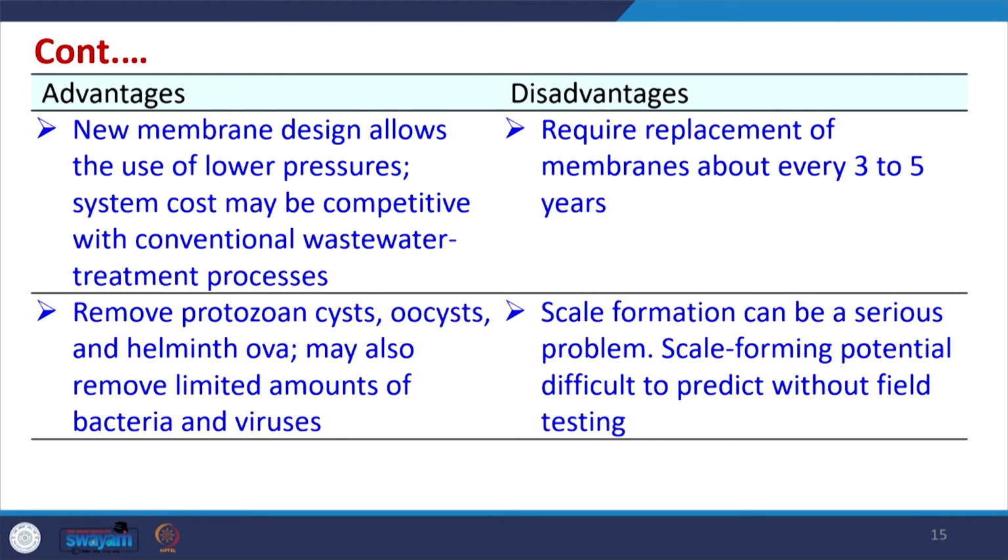They can be used for removal of various other types of constituents like protozoa, oocysts, helminths, etc., and they can be used for removal of some amount of bacteria and viruses, but this is not very common. For that we have to go for nanofiltration. Again, scale formation can be a serious problem with all these microfiltration and ultrafiltration units. So, we have to cross check whether scale formation or fouling is occurring.